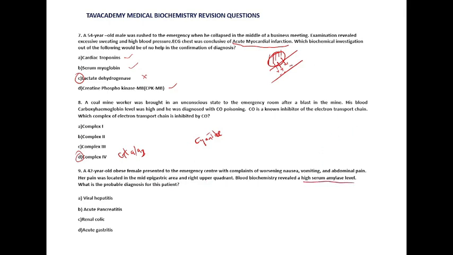So again, back to this same example. If inside of the blood there's high serum amylase, what tissue would likely be affected? The pancreas, and her symptoms are in sync with acute pancreatitis.